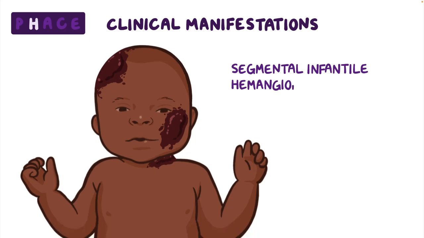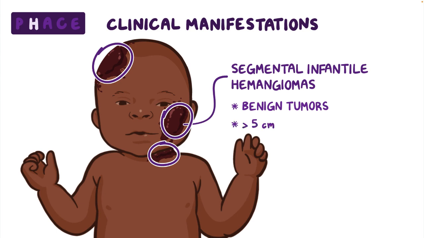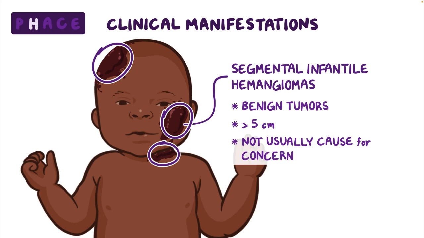Now, the most characteristic manifestation of PHACE syndrome is segmental infantile hemangiomas, which are benign tumors presenting as soft red-blue marks typically on a child's face, scalp, or neck. These hemangiomas are typically large, measuring more than 5 centimeters. While the hemangiomas are not usually cause for concern, other anomalies associated with the syndrome can cause disability.